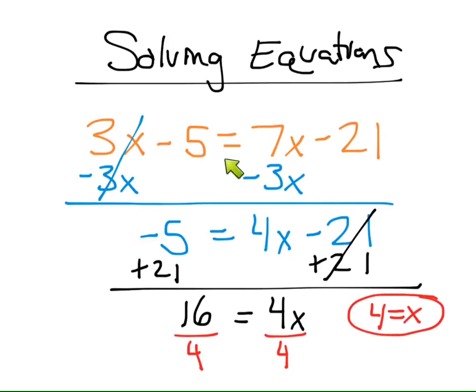So it was a lot of the same steps we did before. We just now have variables on both sides of the equal sign that we have to combine first. If I wanted to check my answer, I could take that 4 and plug it back in here. 12 minus 5 is 7. 28 minus 21 is 7. So 7 equals 7 is true.